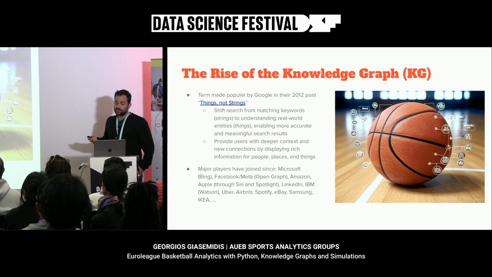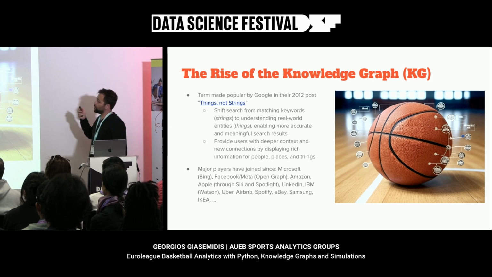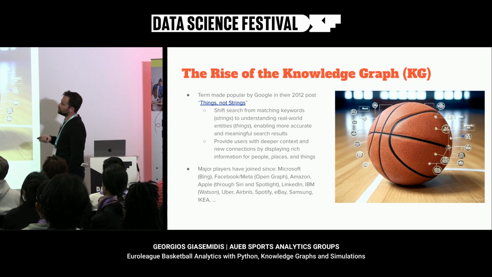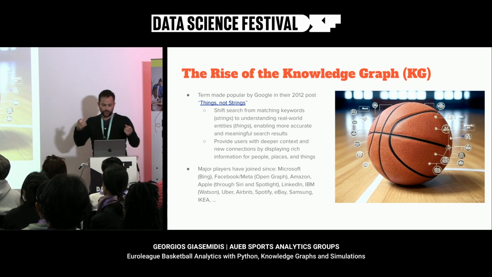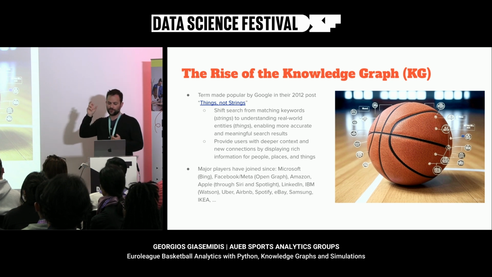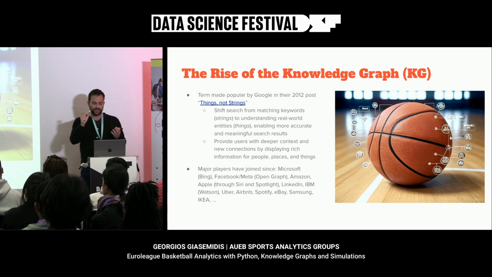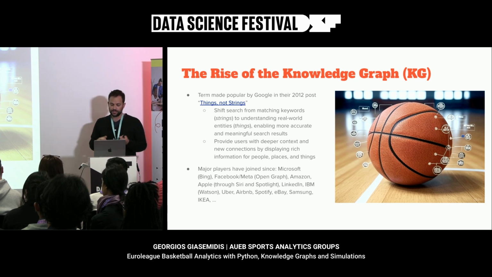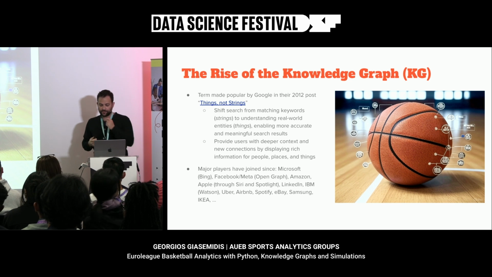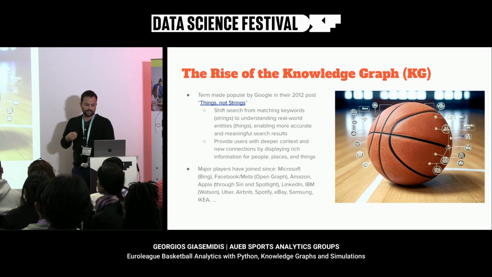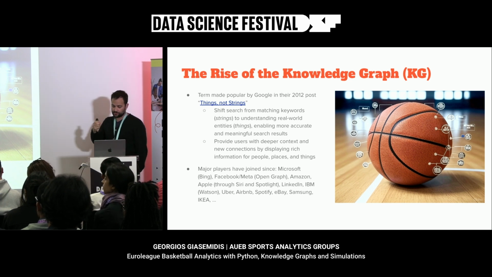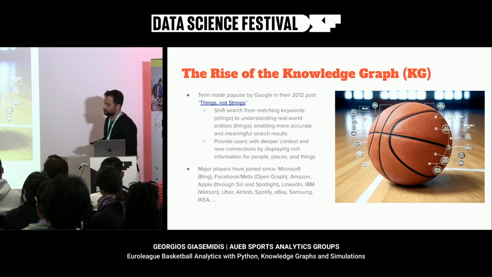So what is a knowledge graph? The term became popular in 2012 by Google when they introduced this knowledge graph search. And instead of focusing on matching strings, they focused on matching entities to understand the real world. And that provides users with a deeper context, new connections by displaying rich information for people, places, and things.